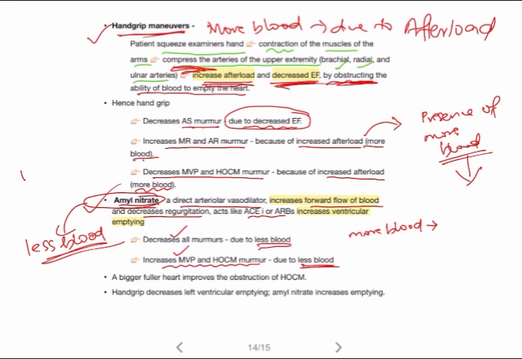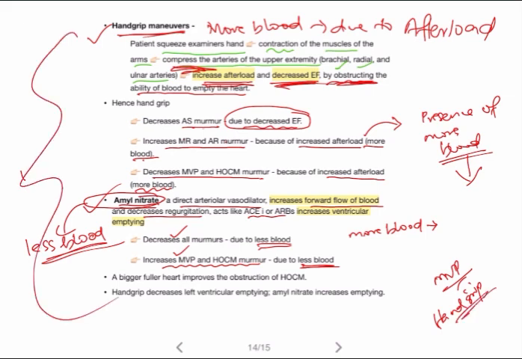So these are the other questions which will be asked in MCQs, like what will happen for MVP murmur with amyl nitrate, or what will happen for MVP murmur with hand grip maneuver. So you will be thorough with this. This is easy. I have discussed the concept of why it is causing this. So if you know this, you can answer.